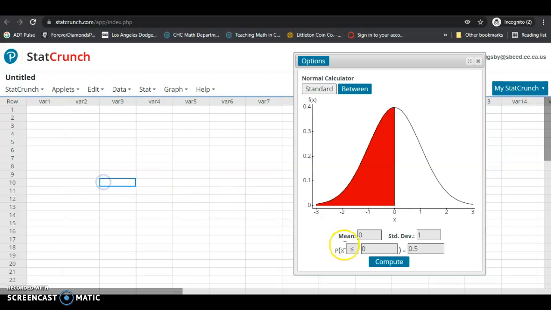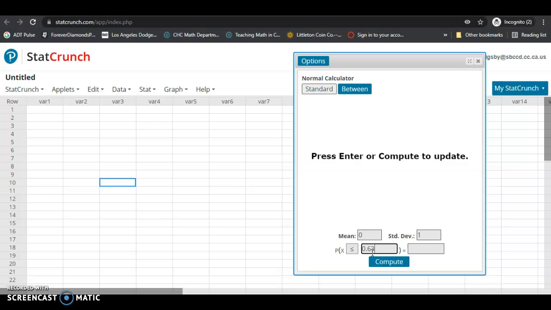In our calculator, we're going to make sure we have the appropriate symbol selected, the less than or equal to symbol. Then we're going to type in the z-score of 0.63, the value that we're given, in this box. Even though this says x, when the mean is 0 and standard deviation is 1, it's understood that for the standard normal distribution, we are working with z-scores. So we're not going to worry about the x here. You can pretend there's a z here, so z less than or equal to 0.63, and when we click compute, the area is going to appear in this box here.